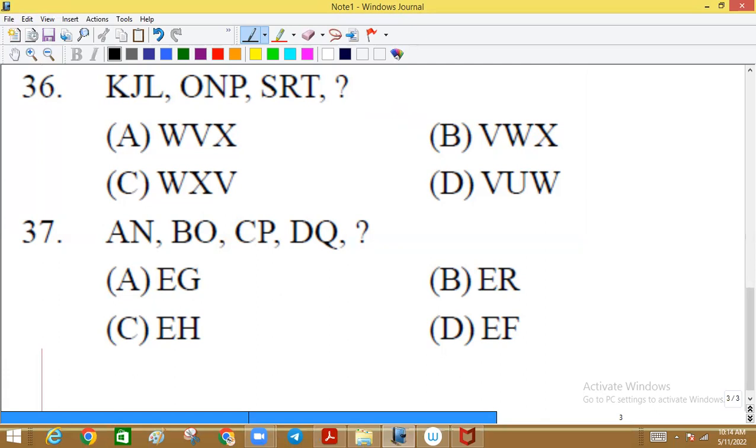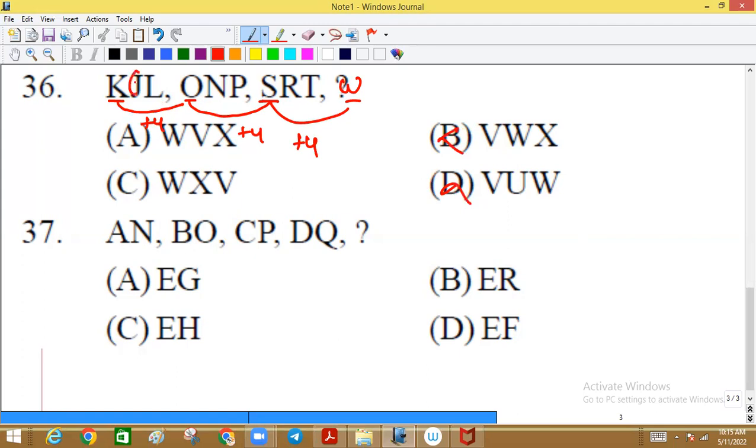Let's see this mixed series now. K, O, S is the next series. The moment you see the range of these letters, you know K is 11, O is 15. How much increase? Plus 4. Similarly, from here to here, it is also plus 4. Obviously, the next one also will be plus 4. So what is S plus 4? W. So 2 are eliminated.